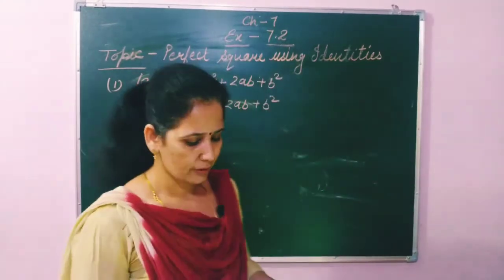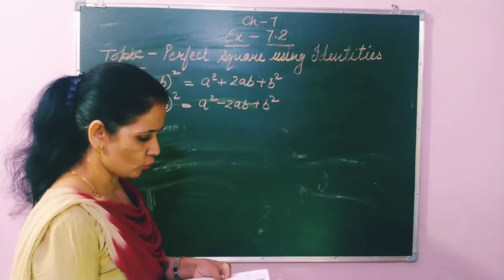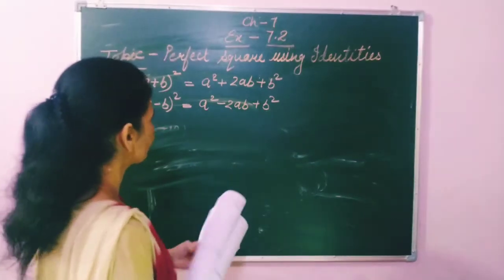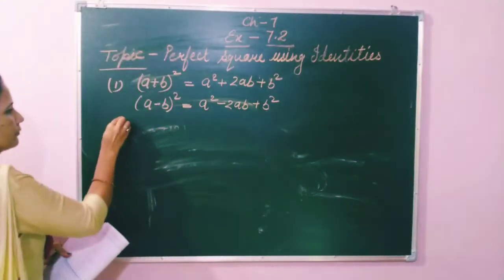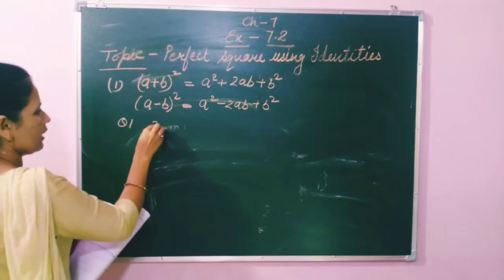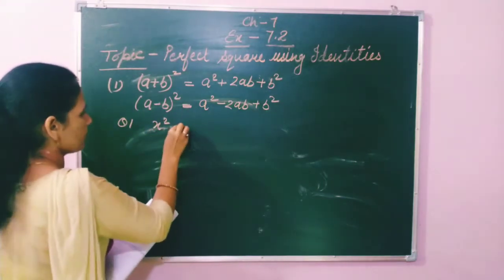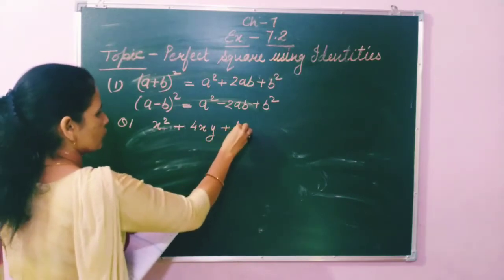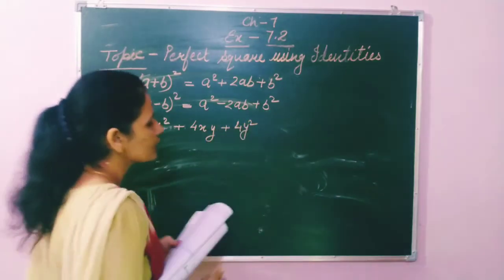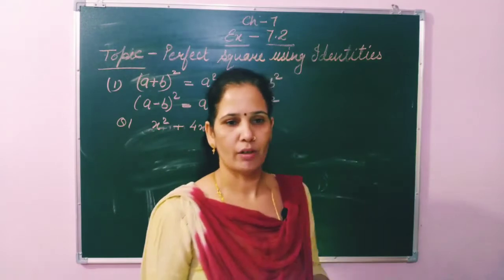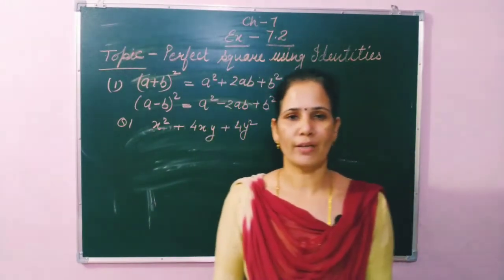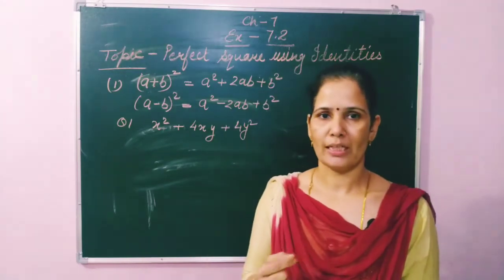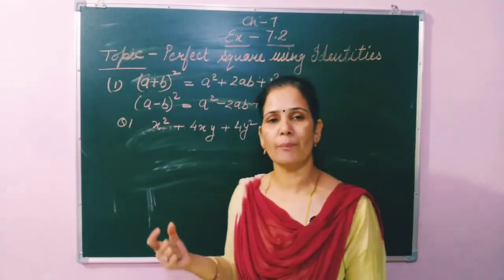So let's start with exercise 7.2, question number 1. In question number 1, they have given x square plus 4xy plus 4y square. Students, whenever the question is given in this form, first of all we will find the terms which are perfect squares and how we can convert them into perfect squares.